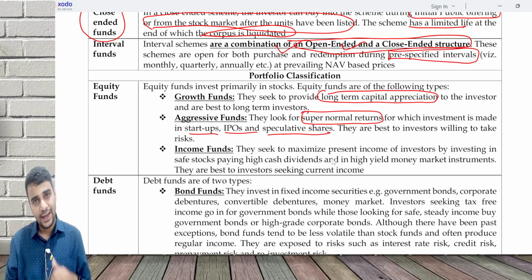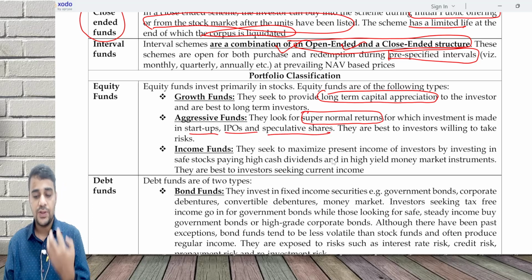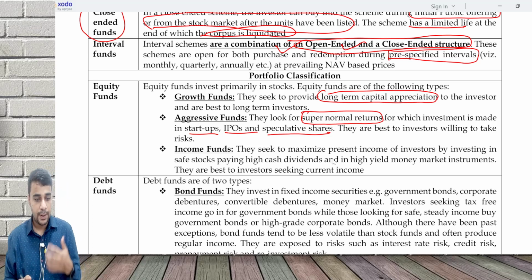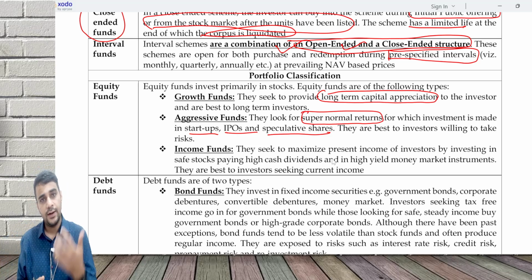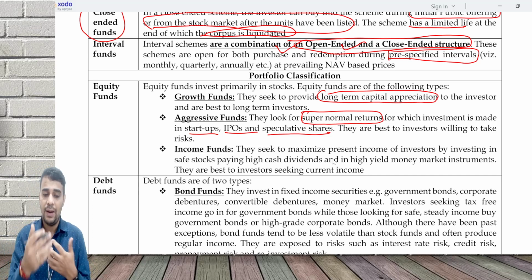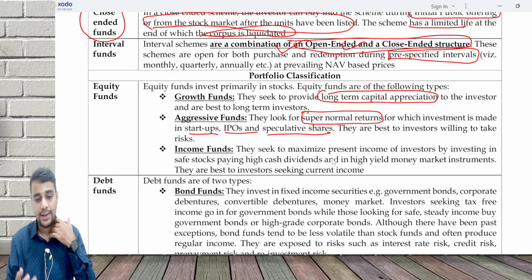They are willing to take a lot of risk. Aggressive funds are those which are willing to take a lot of risk. Because we are taking a lot of risks, the returns can be on the higher side. So aggressive funds are basically one which are looking for super normal return. Now, whatever I'm explaining, growth, aggressive, income can get tested in an MCQ.